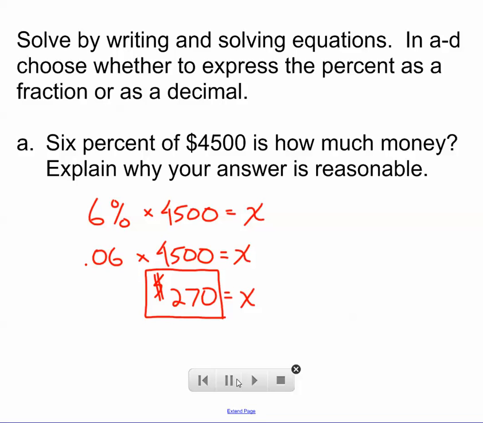Okay, so is my answer reasonable? Yeah, 6% is a very small part of $4,500. 10% of $4,500 is $450. I guess we should all know that. 5% would be half of that, so that'd be $225. So yeah, $270 makes sense for 6%, a little bit more than 5%.